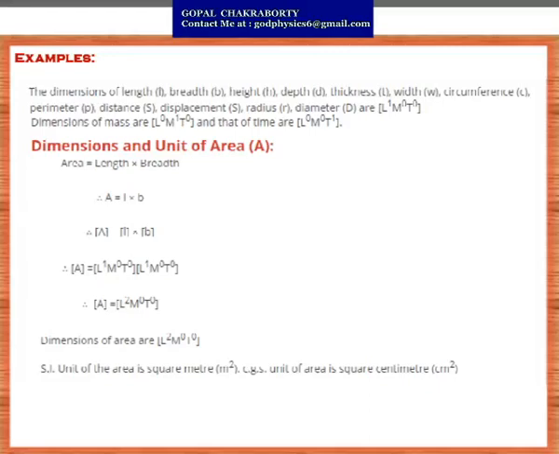How can you express the dimension and units of area? Area is equal to length into breadth. So the dimension of area, say [A], equals length into breadth. These two are the same unit, that is length. So you put length into length, that means the corresponding dimension [L^1 M^0 T^0] into [L^1 M^0 T^0]. Ultimately you will get the dimensions of area as [L^2 M^0 T^0]. The SI unit of area is square meter, and the CGS unit of area is square centimeter.